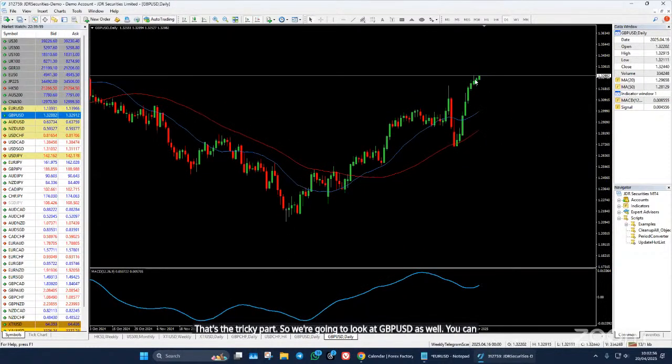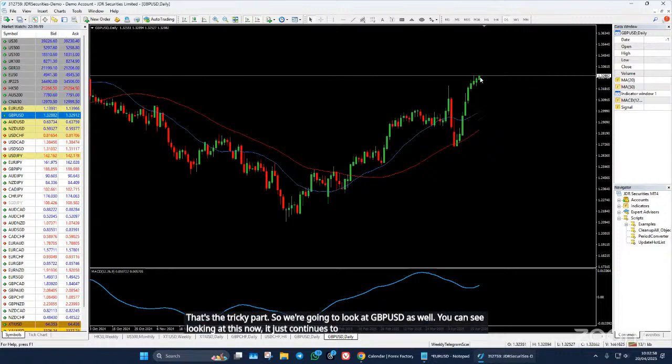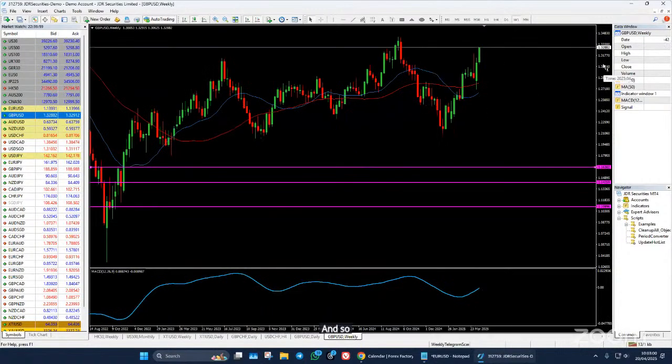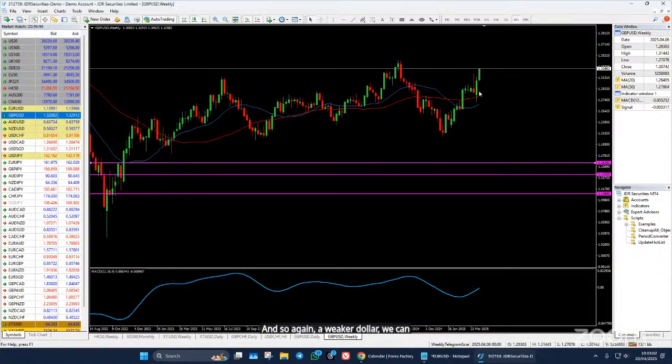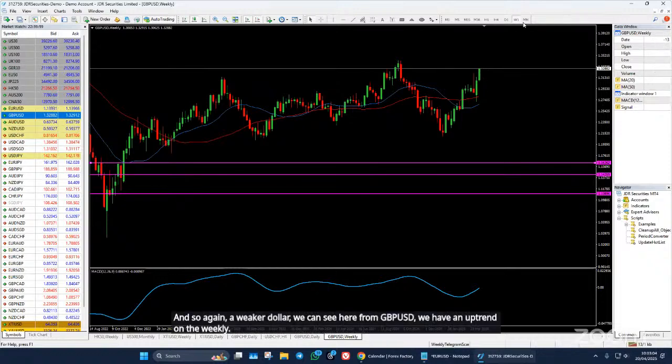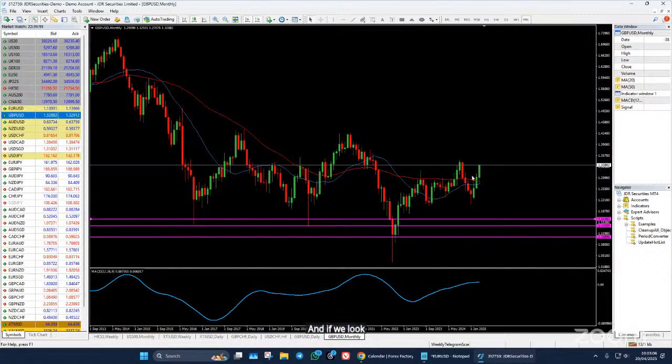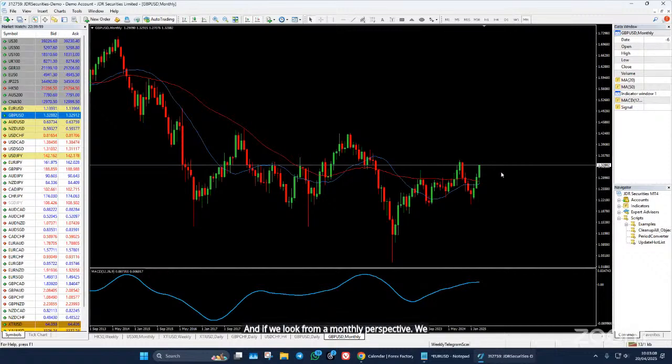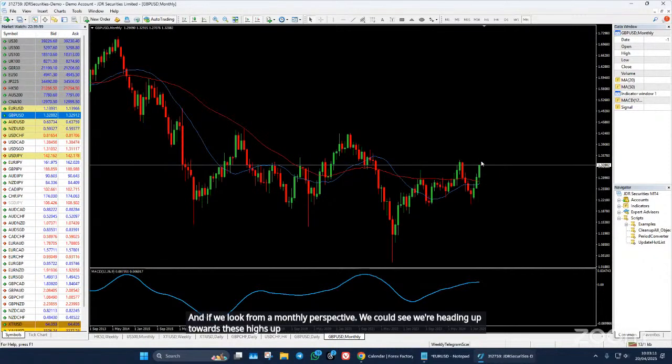If we go look at GBP USD as well, you can see looking at this now, it just continues to move very, very strong. And so again, a weaker dollar. We can see here from GBP USD, we have an uptrend on the weekly. And if we look from a monthly perspective, we could see we're heading up towards these highs up here. So again, for now, it leans more towards a weaker US dollar, which means that we could see some good opportunities on the majors against the dollar.